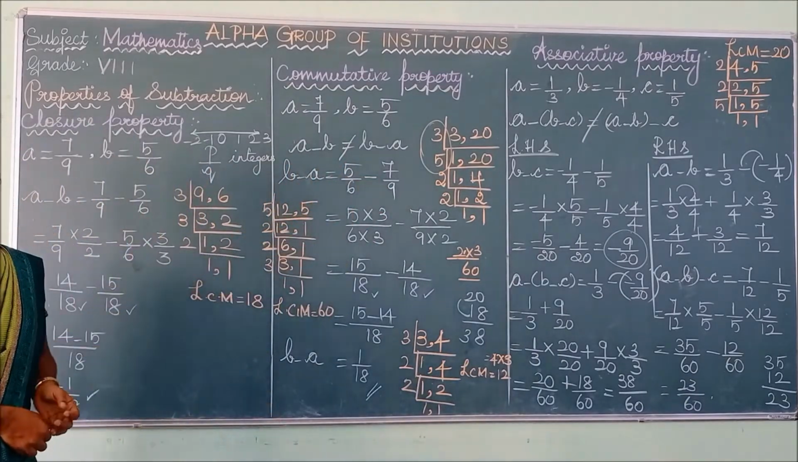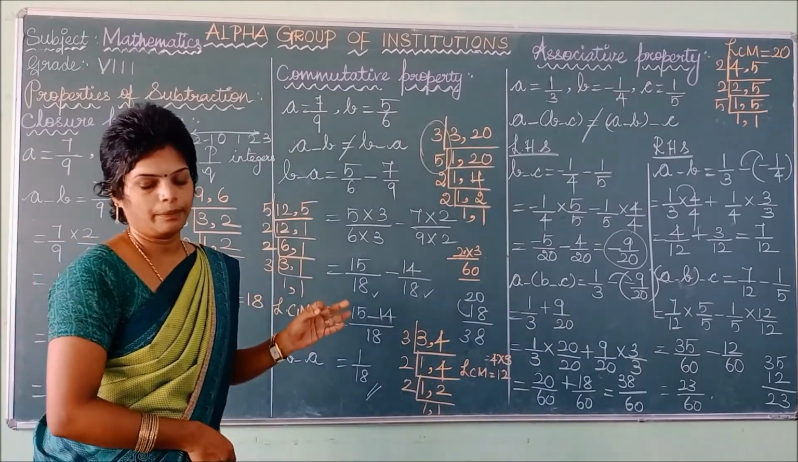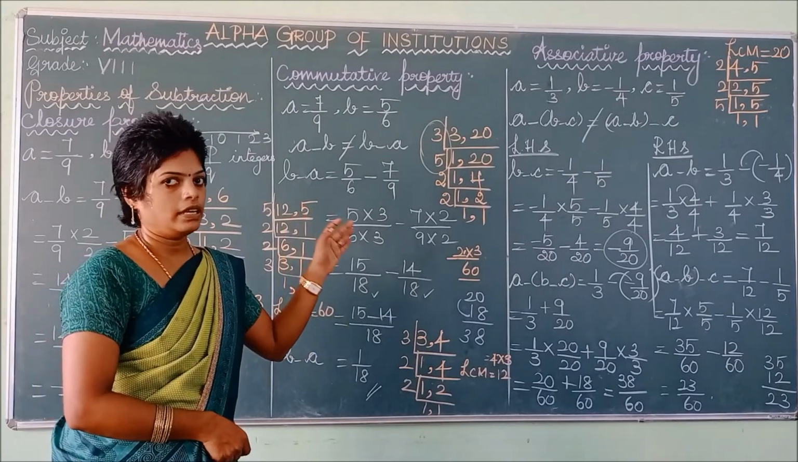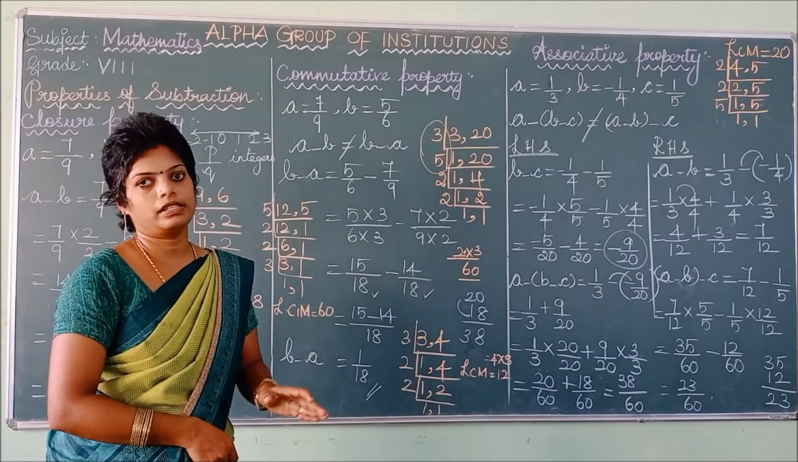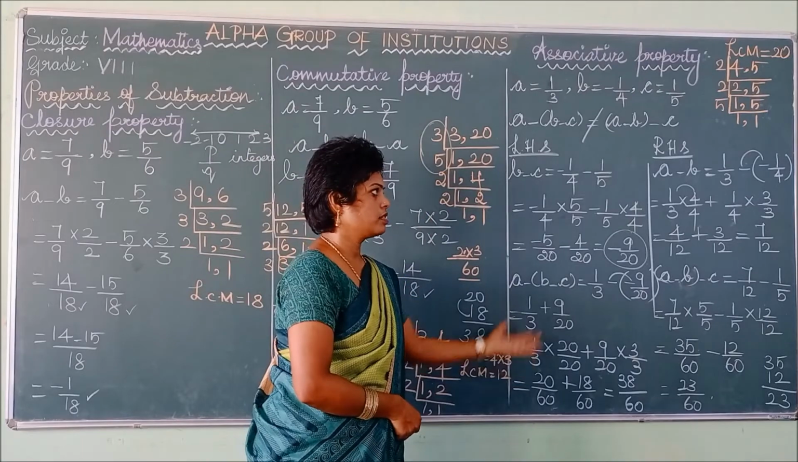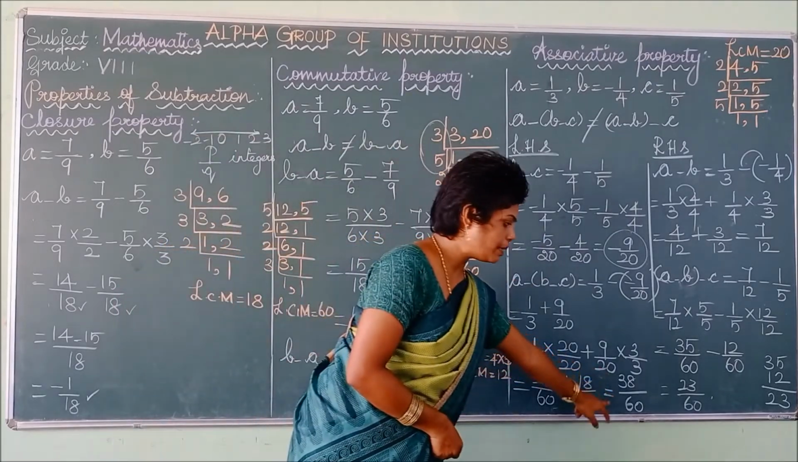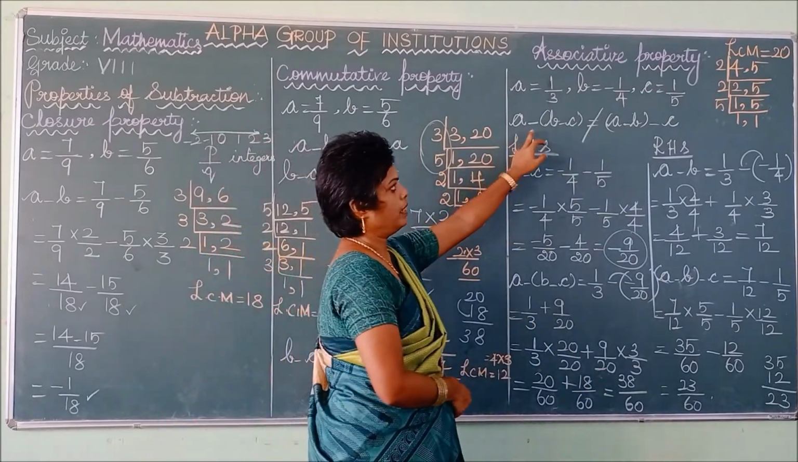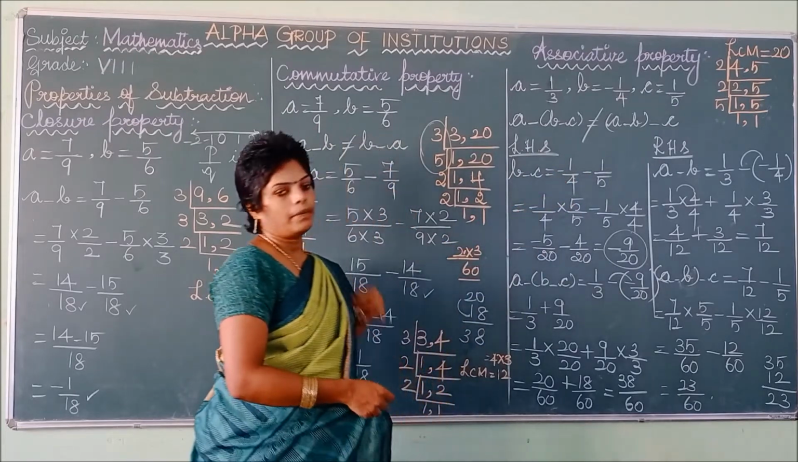So next property is associative. For associative, you have to take three rational numbers a, b, c. So (a minus b) minus c, which is equal to a minus (b minus c) or not. That only we are going to check. So take left hand side first and right hand side the next and check the answer. 38 by 60 and 23 by 60 is not equal. So we can say (a minus b) minus c not equal to a minus (b minus c).